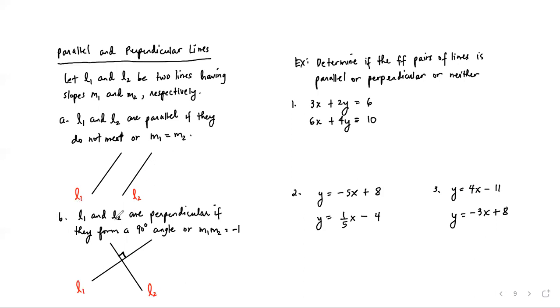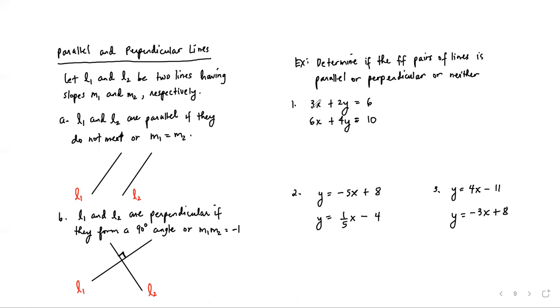Now, for the second one, the two lines are perpendicular if they form a 90-degree angle, or if the product of their slopes is equal to -1. The product of the slopes being equal to -1 is also equivalent to saying that their slopes are negative reciprocals of each other. Now, let us determine if the following pairs of lines are parallel or perpendicular or neither.